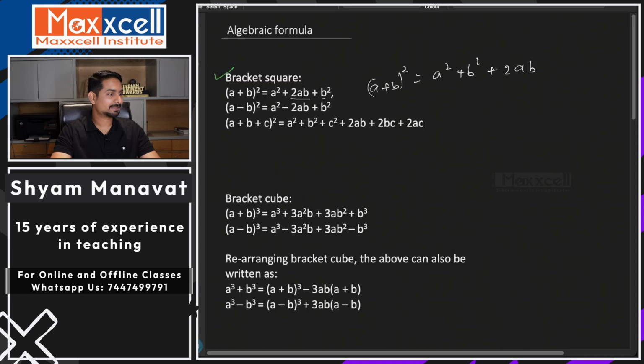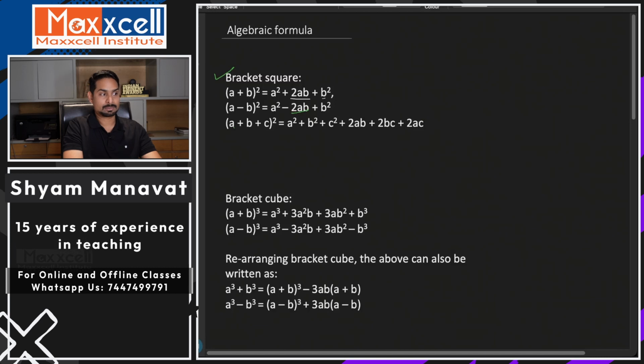So remember this formula like a square plus 2ab plus b square. Similarly, we have the formula (a minus b) whole square, that is a square minus 2ab plus b square. You have minus here, so this term is changing the sign. Instead of plus, here you have minus. a square and b square both are positive.